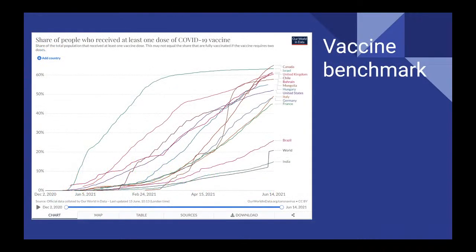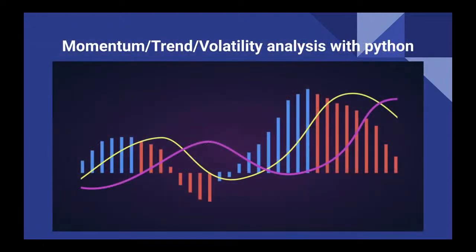The vaccine. Canada is now number one in the share of people who received at least one dose of the COVID-19 vaccine. Canada surpassed Israel. Israel used to be number one. Then the United Kingdom, Chile, Bahrain, Mongolia, Hungary, United States, Italy, Germany, France. Many of these countries have improved, especially if they take the mRNA vaccines, Pfizer or Moderna. It's outstanding. They are showing good signs of recovery. Okay, so the next one.